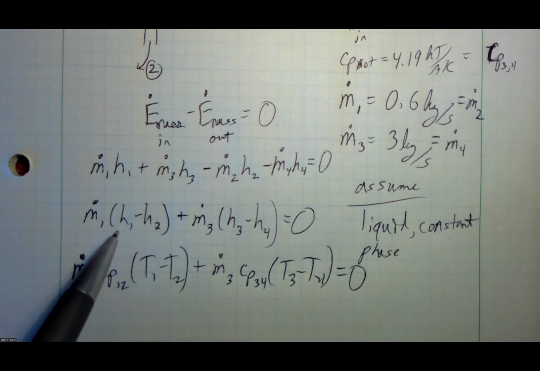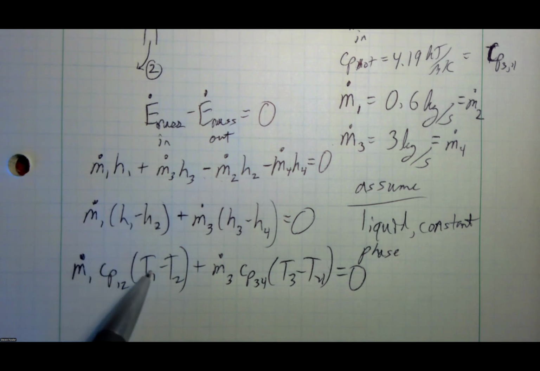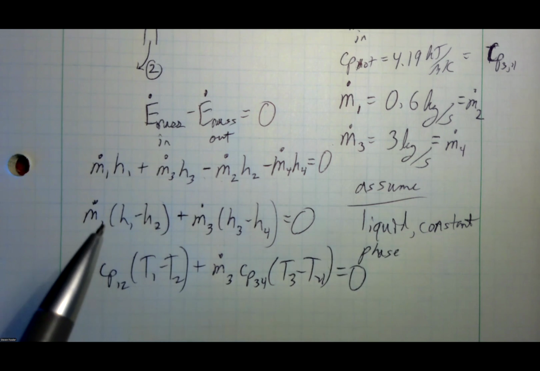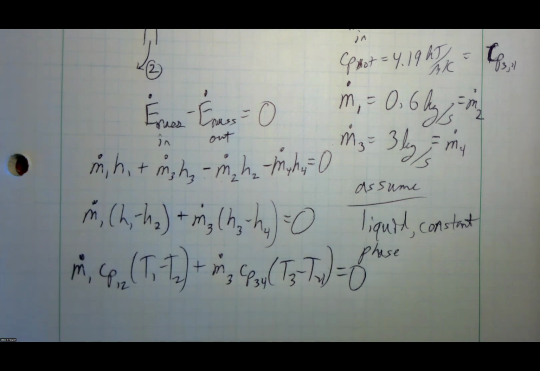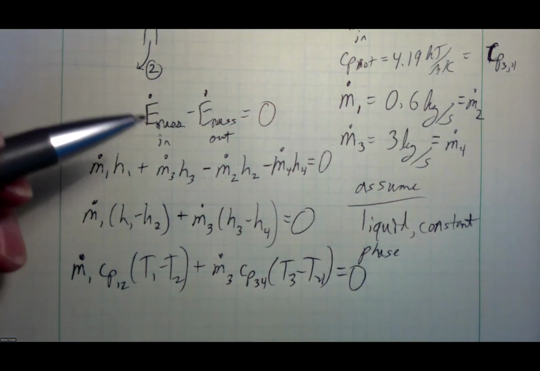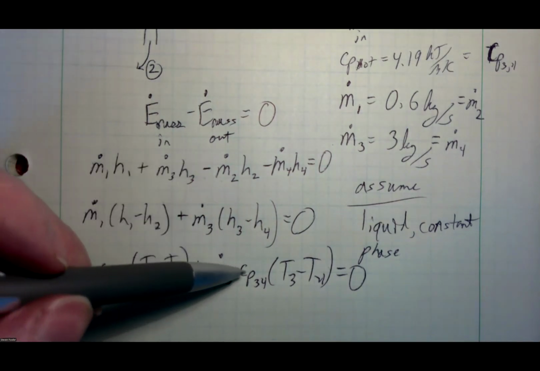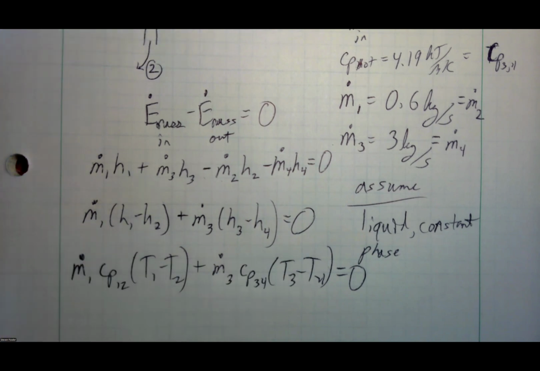Again, realistically, this should be the integral of specific heat with respect to temperature. But since it's liquid staying at a constant phase, I can assume a constant specific heat. And therefore, that integral of C sub P dT just becomes C sub P delta T. We're good to go. I know all of this except for T4. T4 is my only unknown. Now it's just algebra and units. I'm going to work this out. Feel free to go ahead and work it out too.